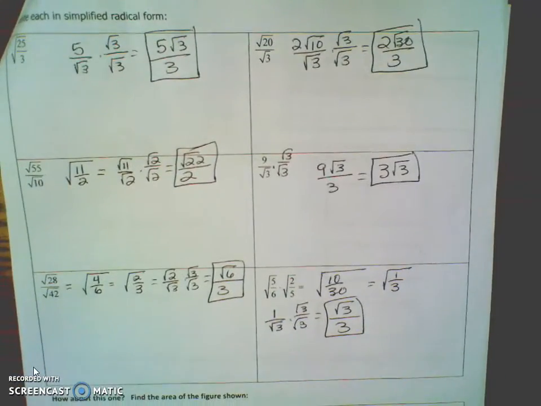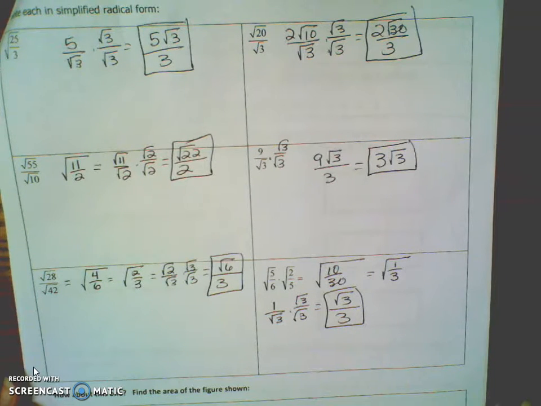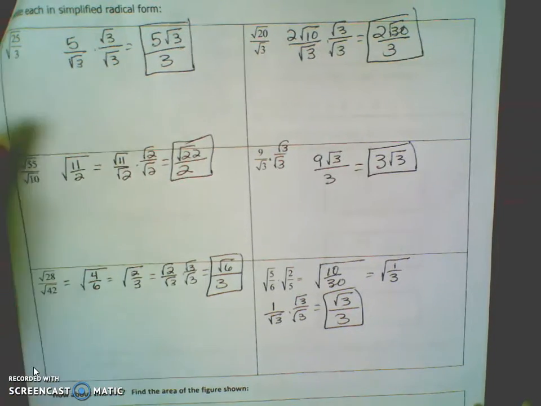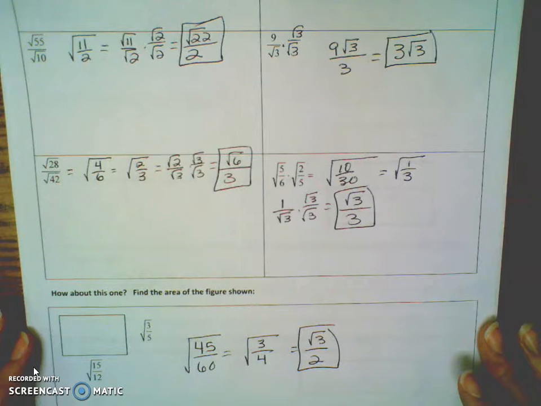All right, here are the answers for page 21. And I'll show you the one at the bottom. Square root of 3 over 2.